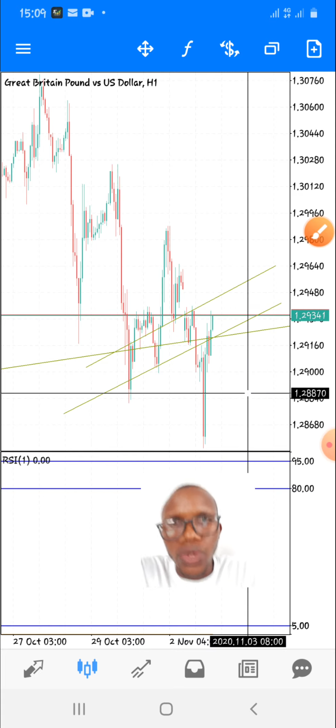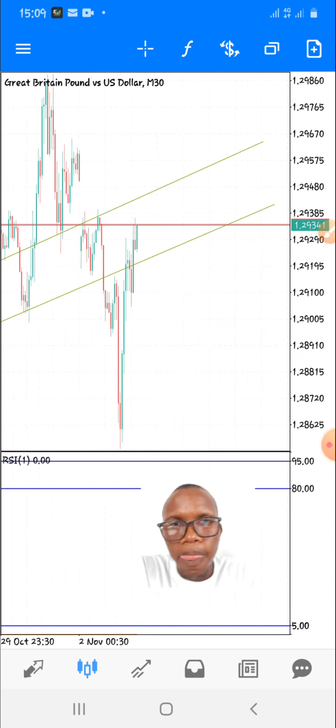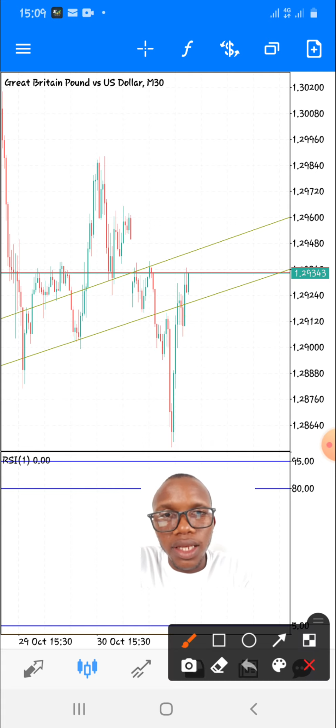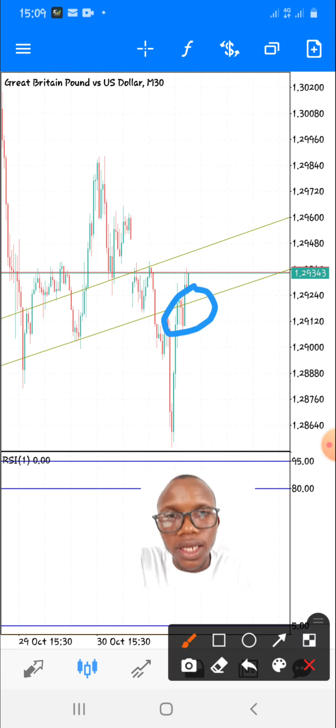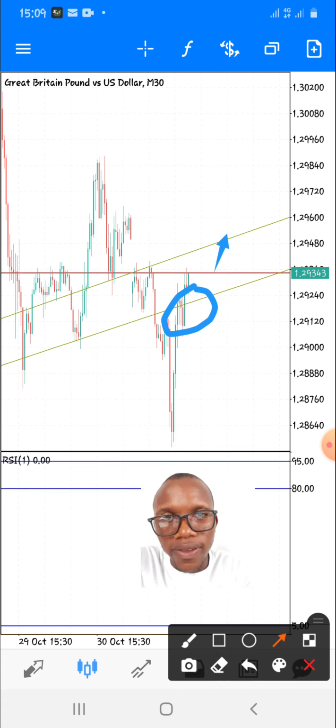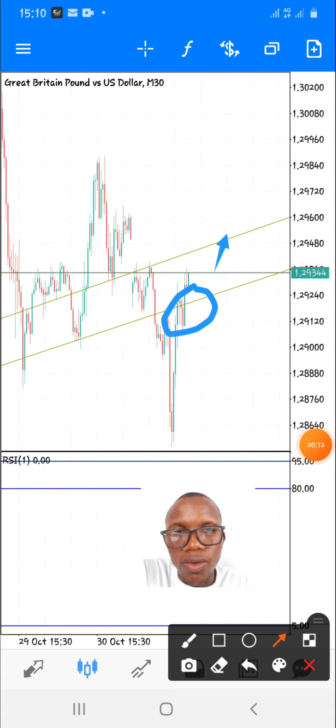Then after, you go to the 30-minute time frame. You see that on the 30-minute time frame, we have the same trend lines that we drew from the 4-hour time frame and the daily. This trend line has been broken and the price is heading towards the other trend line here, which is the resistance level. So that's how we analyze with naked eyes on the chart.